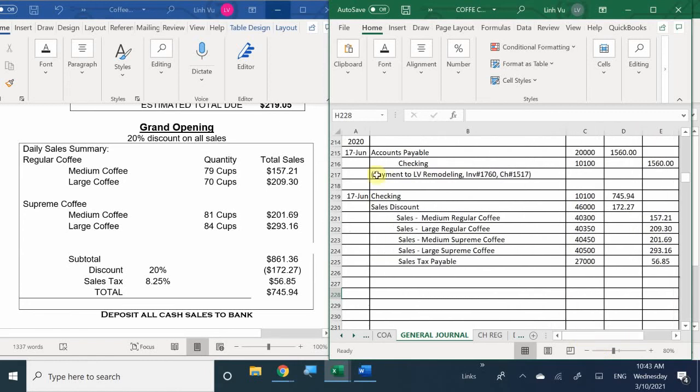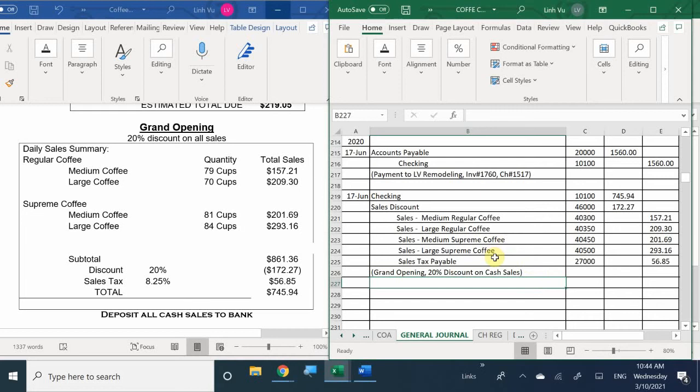All right, so for my description here, I'm going to write: grand opening, 20% discount on cash sales. Okay. That is what we do every time we have a sale.